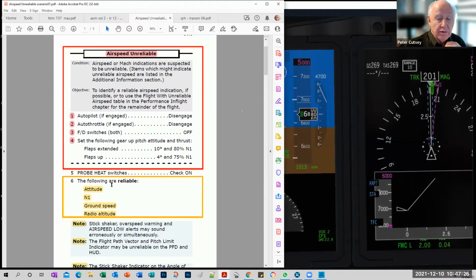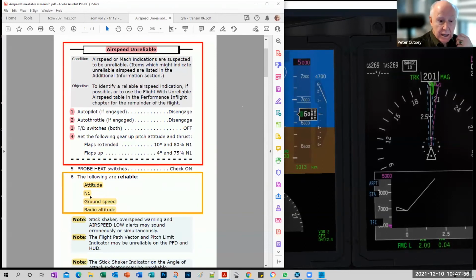Now remember, the following are reliable. Attitude, which we've already had a look at. By the way, the attitude that we saw in the captain's PFD, the ISFD, and the first officer's PFD were all a match. So the attitudes were reliable, but the captain's PFD, we've decided, was the most reliable by getting a match with the ISFD. N1 is reliable. We said 80%. Ground speed and rate of altitude.